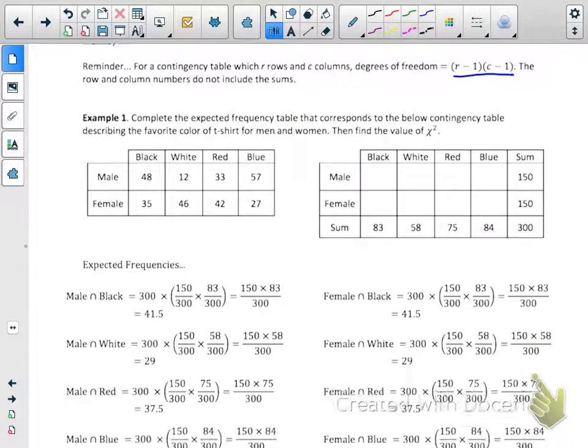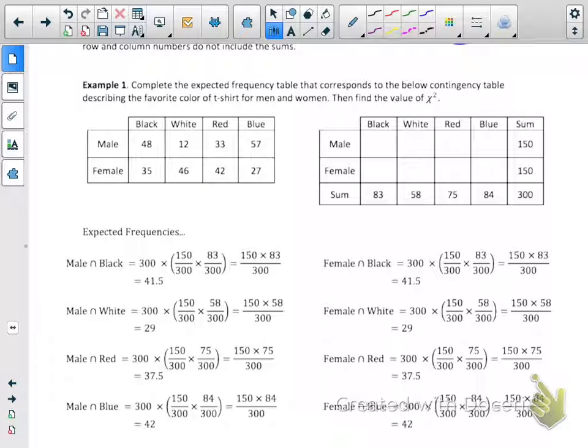If I start trying to fill in some of the blanks here on my table, I'm not going to go through all of these with you, but you can go back and look at them later. So if I want to do male and black, I'm going to take my 300 people total times the probability of male. Well, I have 150 male out of 300, times the probability of black. Well, I have 83 black out of 300 total. Again, really those 300s will cancel out, and you can really just look at it like that. That's going to give me a 41.5.